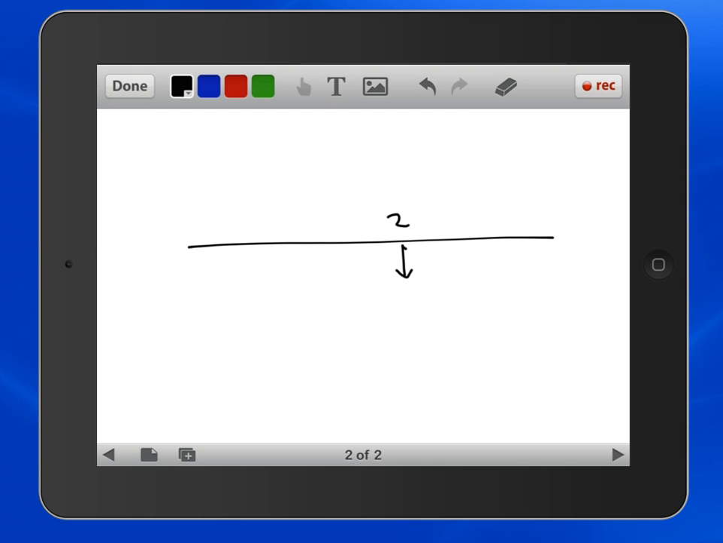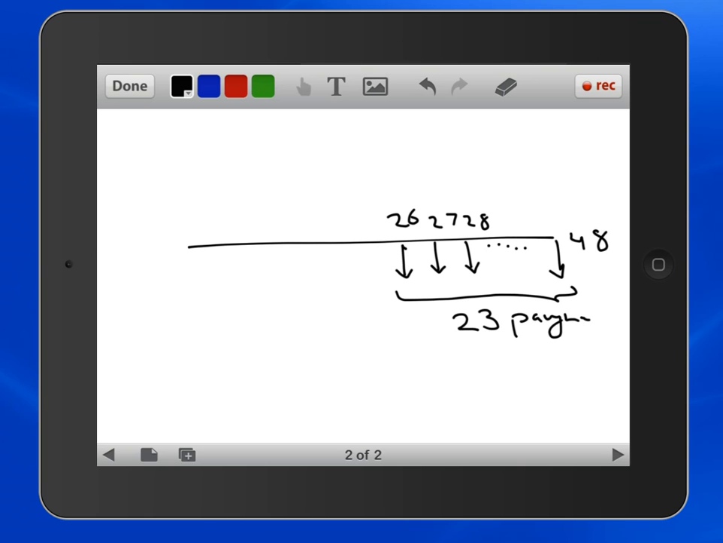So this is 26, and then we have 27, 28, all the way up to period number 48, and those are 23 periods, 23 payments that are left outstanding. Now remember that we found that i is equal to 0.7083%.